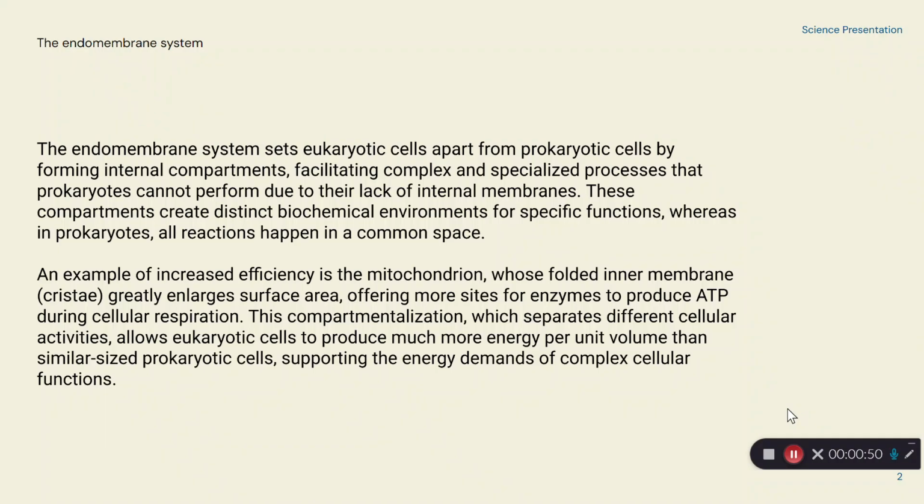An example of increased efficiency is the mitochondrion, whose folded inner membrane cristae greatly enlarge surface area, offering more sites for enzymes to produce ATP during cellular respiration. The compartmentalization, which separates different cellular activities, allows eukaryotic cells to produce much more energy per unit volume than similar-sized prokaryotic cells, supporting the energy demands of complex cellular functions.